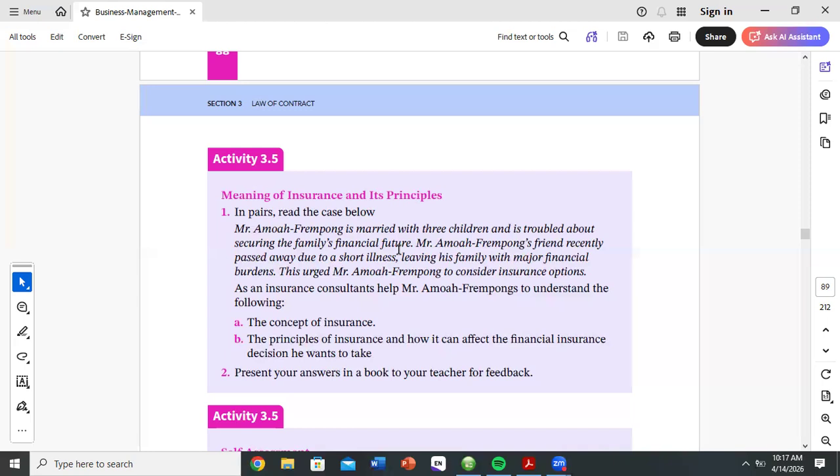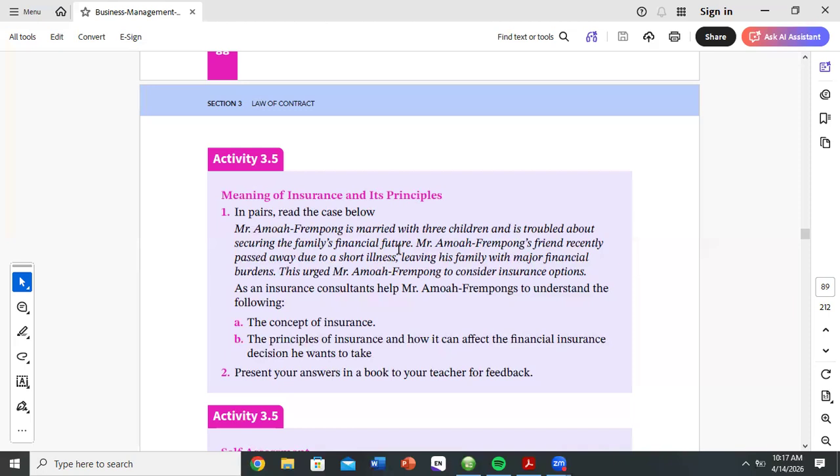Okay. So this is more of a straightforward case where you are being asked to help Mr. Amwa Frimpong to understand the concept of insurance. So what it means here is that you have to explain insurance to Mr. Amwa Frimpong, right? So in doing so, you can explain or define insurance, and then you can point out things like Mr. Amwa Frimpong should acknowledge that he is the insured and the company that he is going to have that contract with will be the insurer, and then he's going to pay regular amounts called what? Premiums. You can do something like that on the part of the A.